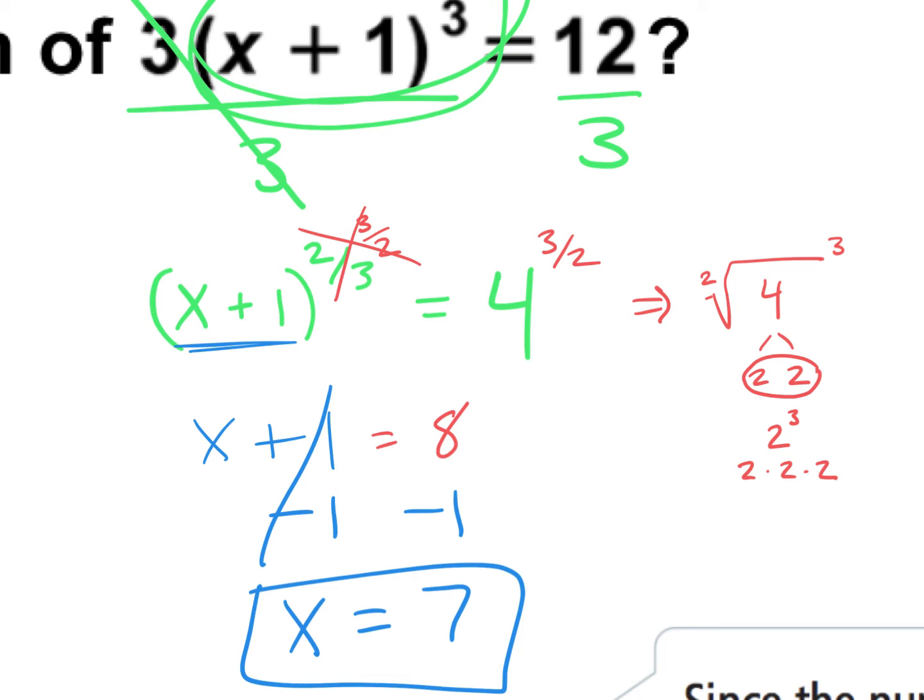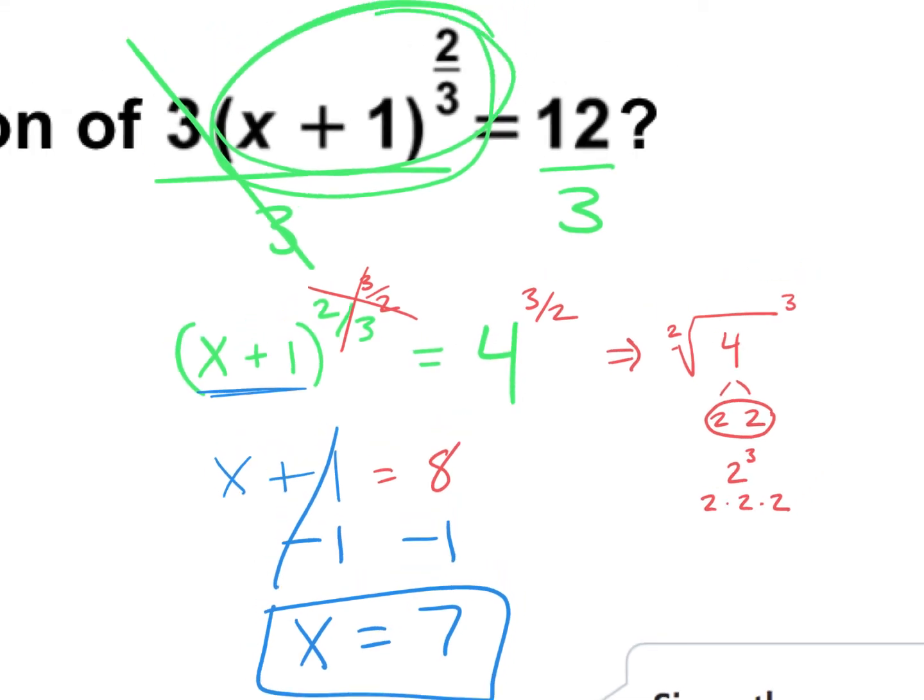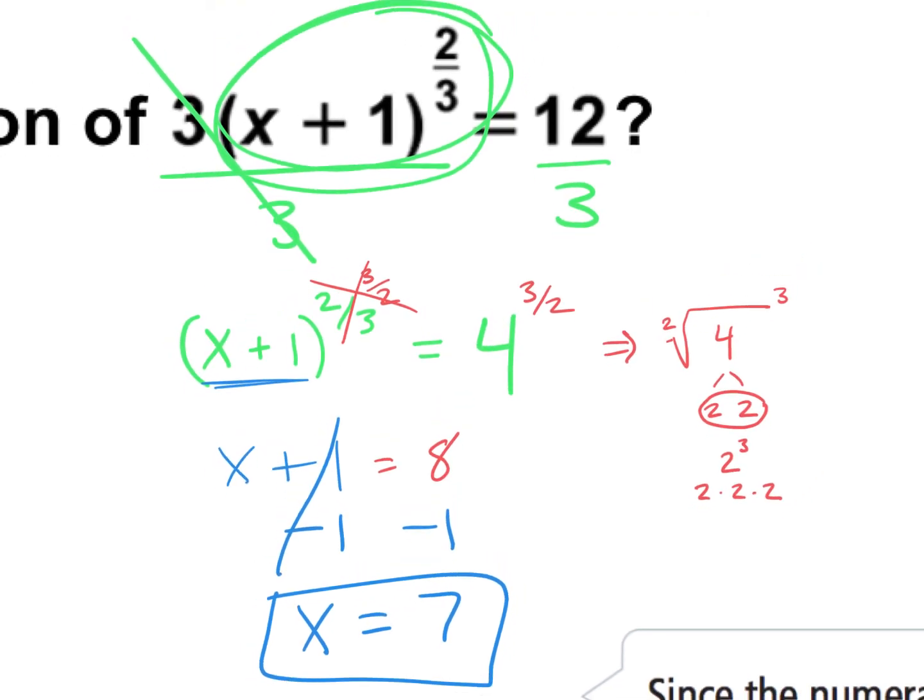Why did I divide by 3? Because 3 was being multiplied up here at the top. So the opposite of multiplication is division. So I had to divide both sides by 3 to get it to cancel. Remember, whatever you do on one side of the equation, you have to do on the other.